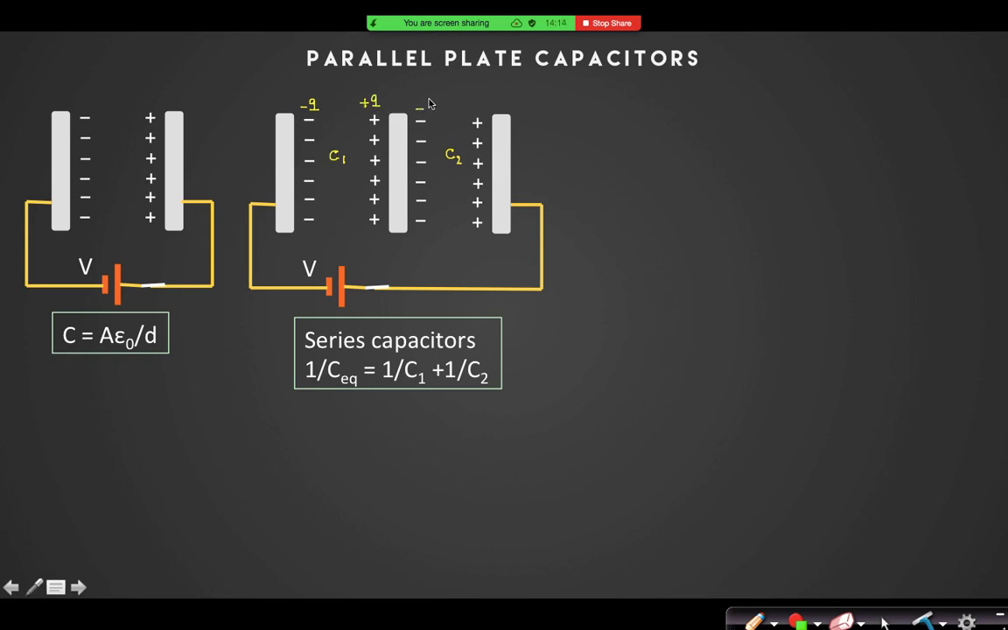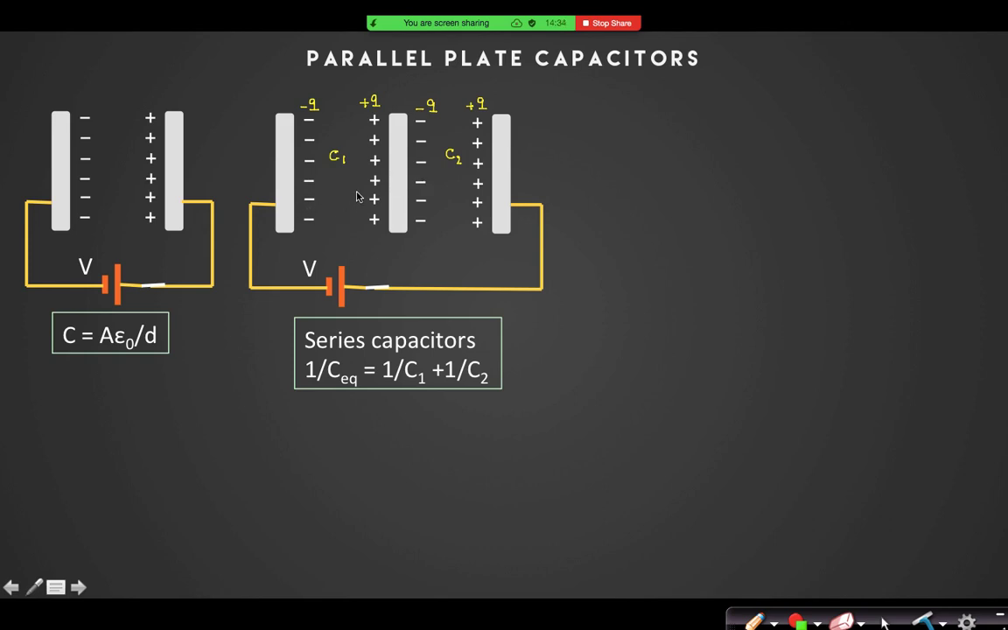And similarly this plate will carry minus Q and this plate will carry plus Q. So can you see that in a series capacitor circuit, all of the capacitor plates will carry the same charge, plus or minus Q on its faces? Either it will be plus Q or minus Q on its faces, right?